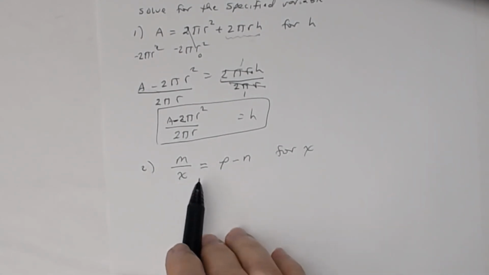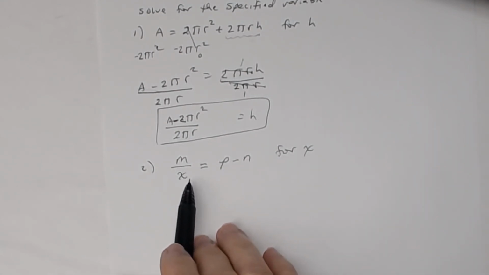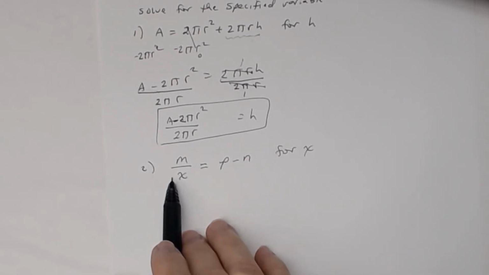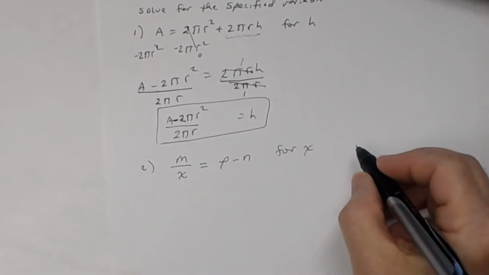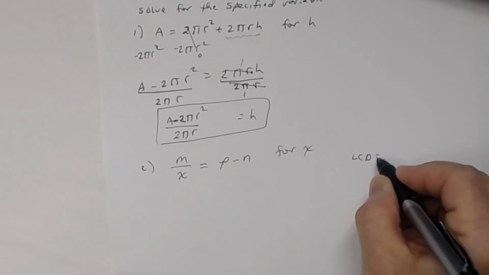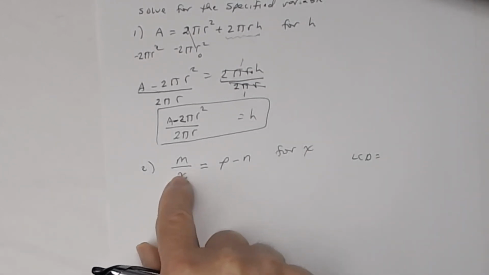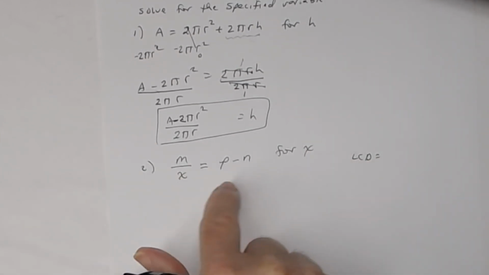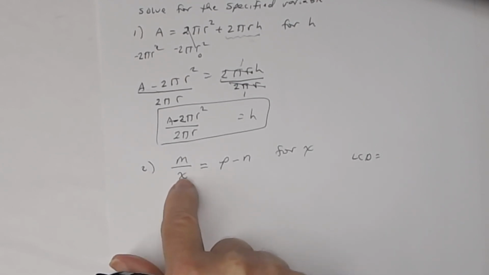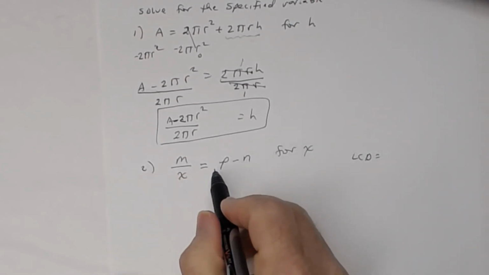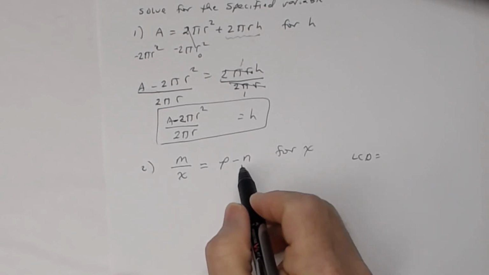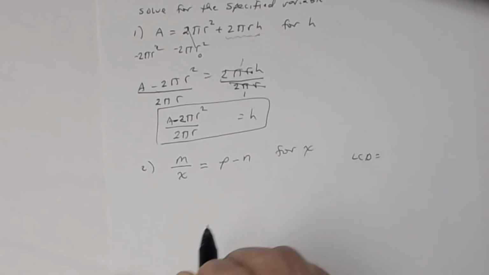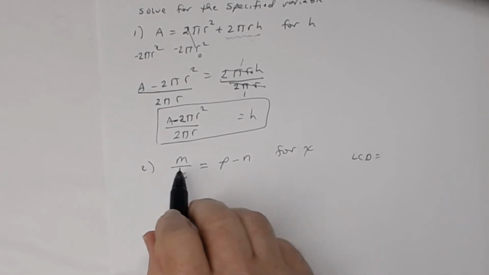Just like in previous problems you've done when solving linear equations, you want to clear those fractions. So we're going to find the LCD. When you're finding the LCD, you have to look at all your denominators. This denominator is an x, and I can think of p as p divided by 1 and n divided by 1. So my least common denominator is going to be that x.